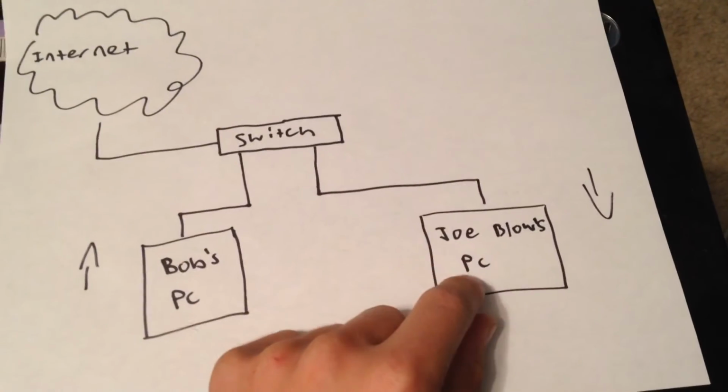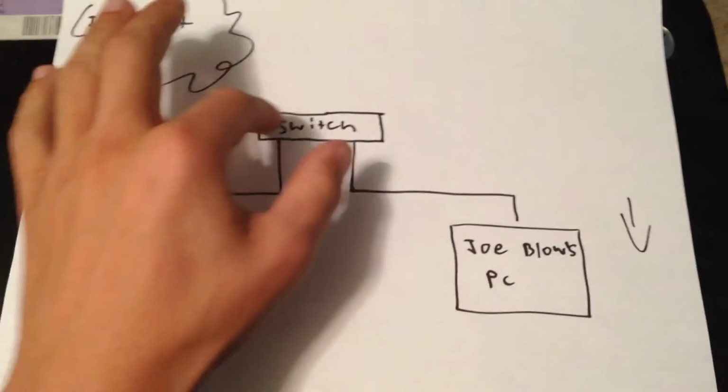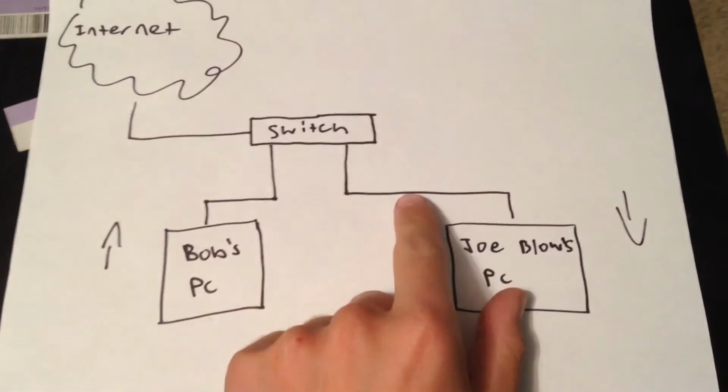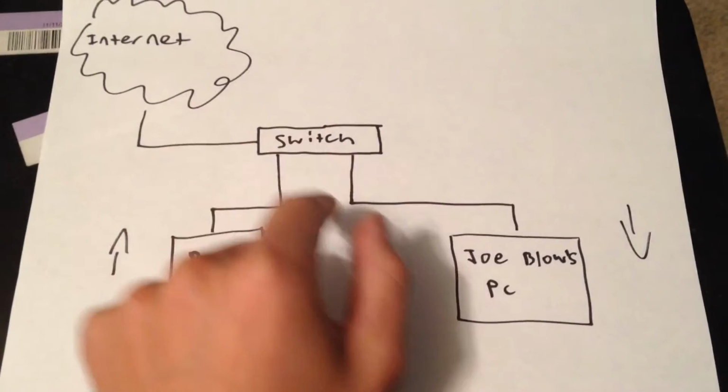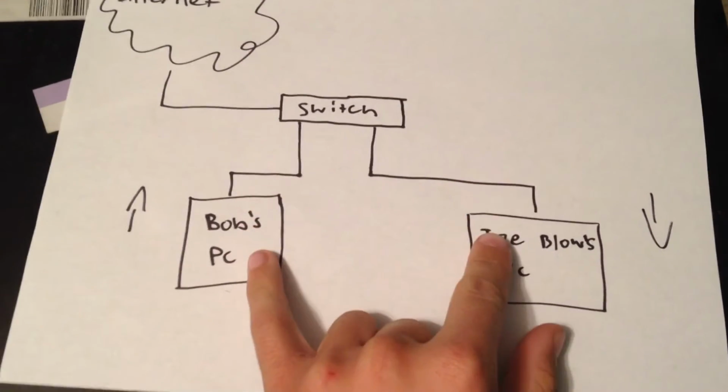Now Joe Blow, let's just say Joe Blow is downloading a bunch of porn from the internet, right? So now he's got all of his packets coming in one direction too. So it's okay that we have a half duplex here, because most of his packets are coming down. So those would still be very fast connections, right?